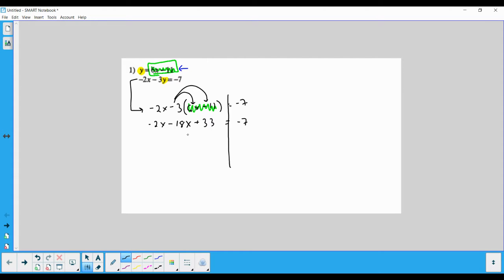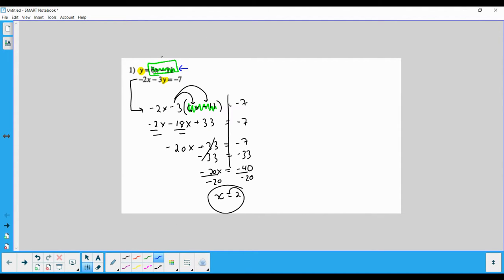Then my next step is to combine like terms. So I've got -2x and -18x, which give me a total of -20x. And then I ask myself if the variable's on one side, which it is. So my last part is to just solve the remaining equation. I subtract 33 from both sides, and then I divide both sides by -20, and I get that x is +2. But I'm not done because I still need to know the y coordinate of this point.